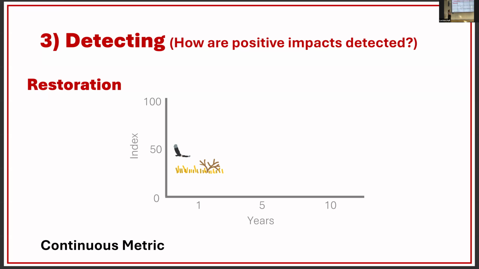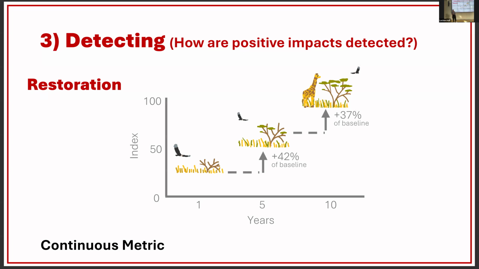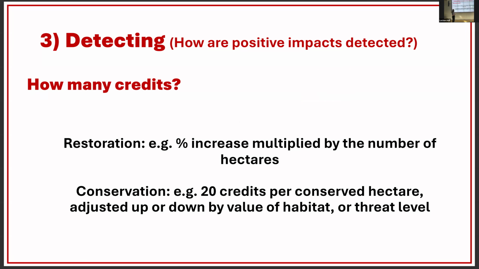So for a continuous metric for restoration, we're just measuring that site through time and looking at the percentage change in the metric through time. So maybe at year 5, we've seen a 42% increase from the baseline. At year 10, we've seen a 37% increase or something like that. So that's the kind of setup.